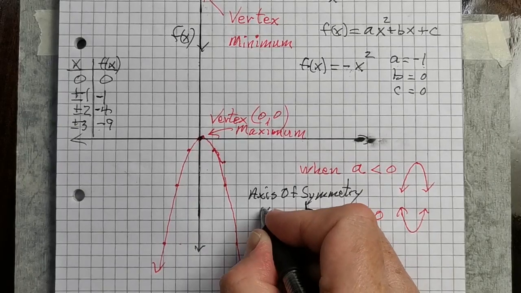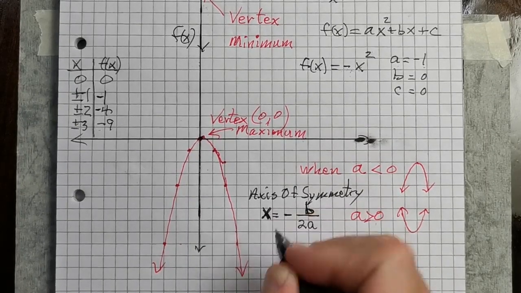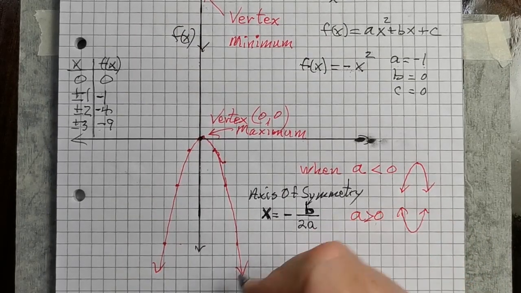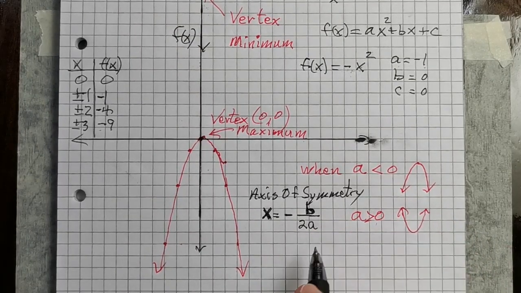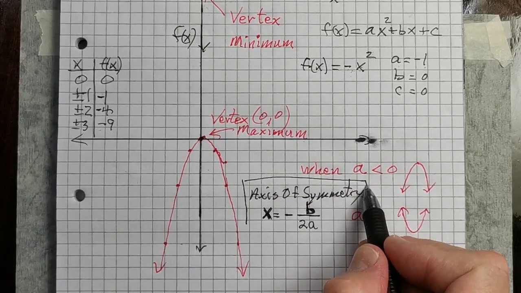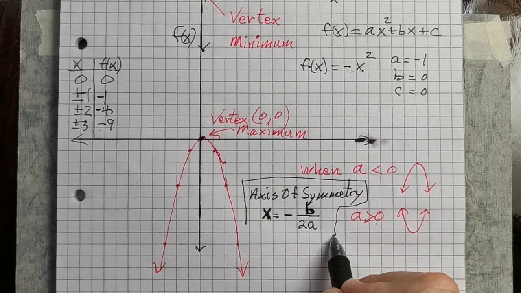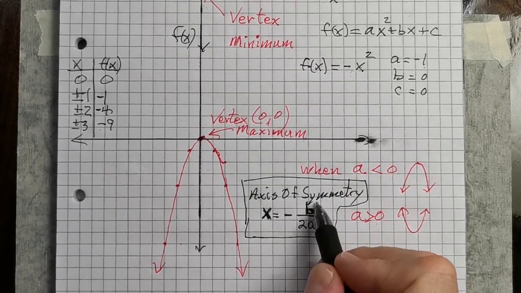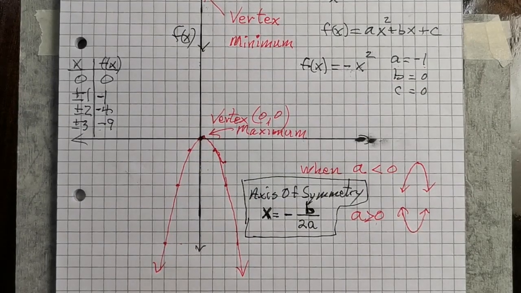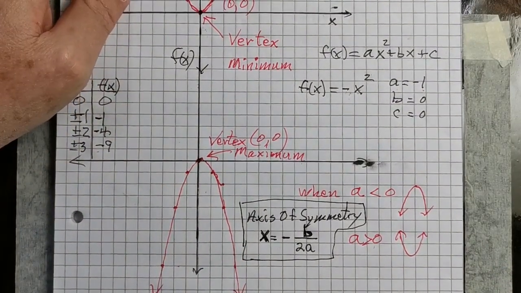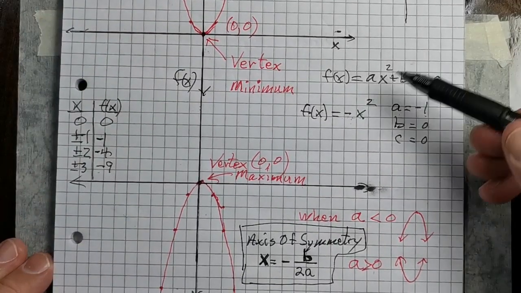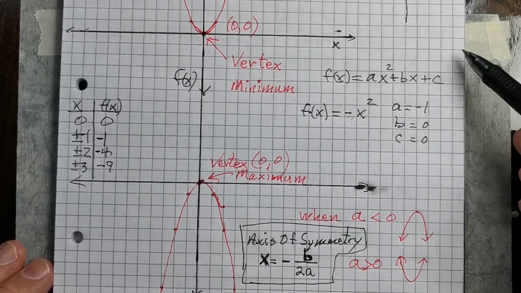I want to make sure that stands out well for you to see. Minus b over 2a. Memorize this equation right here. The axis of symmetry is minus b divided by 2a. And again, where do we get the a and the b? They're right out of our standard form, right here. F of x equals ax squared plus bx plus c.